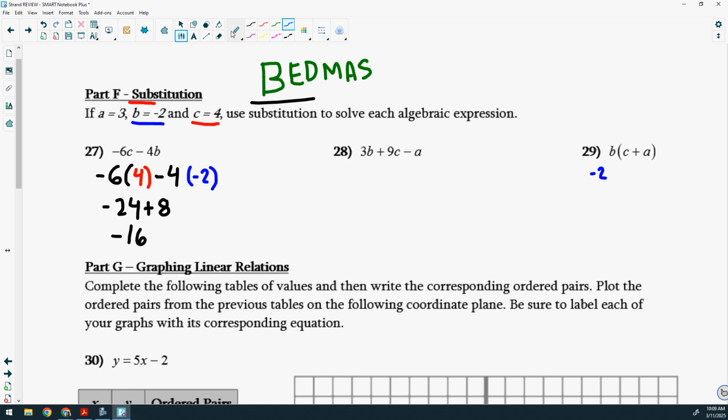Let's look at our brackets. In our brackets, we have c. c is 4. And then our a value is 3. Four plus 3 is 7. So we can do that. Negative 2 times 7 is also equal to negative 14.